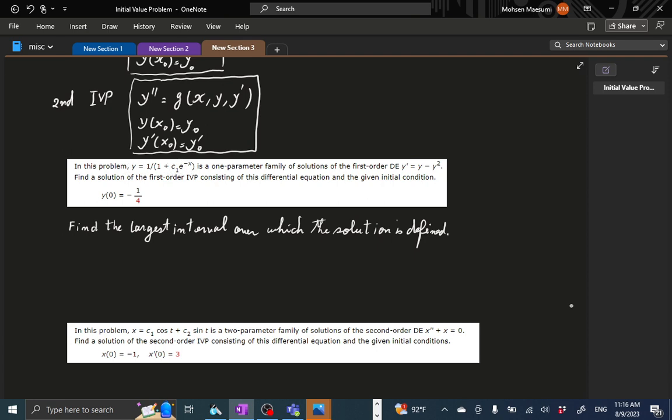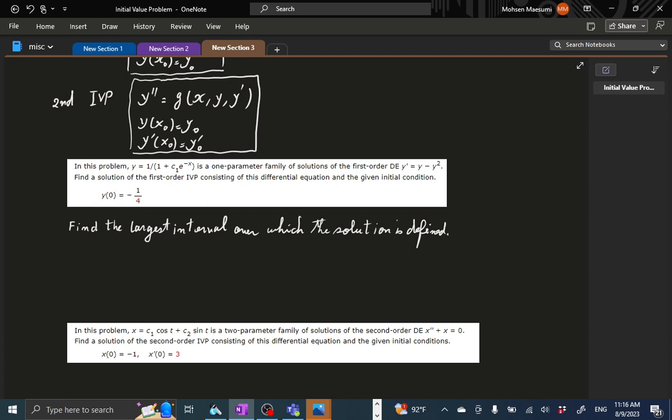Never mind where that comes from. That's going to be coming up in a couple of weeks, but right now we're just trying to get our feet wet with some basic ideas. Suppose there is this equation and somebody has already solved it for us. It says find a solution of the first order IVP consisting of this differential equation and the given initial condition. So an initial condition is specified.